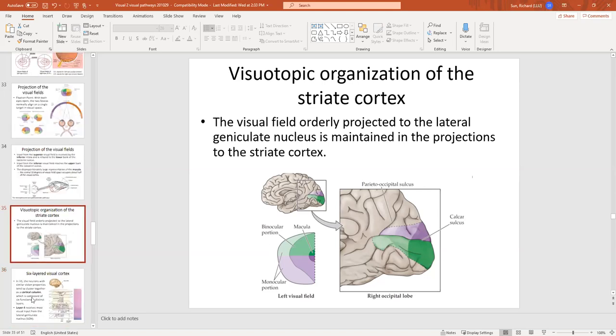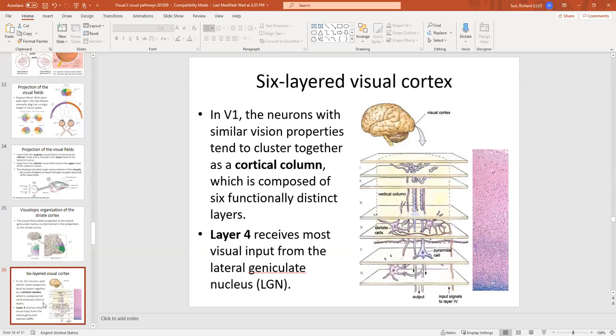All right, so let's talk about this visual cortex. Very much like other cerebral cortex, it has six cellular layers. What you need to know, and it will be in the quiz question, is that the input signal goes into layer four. That's it.